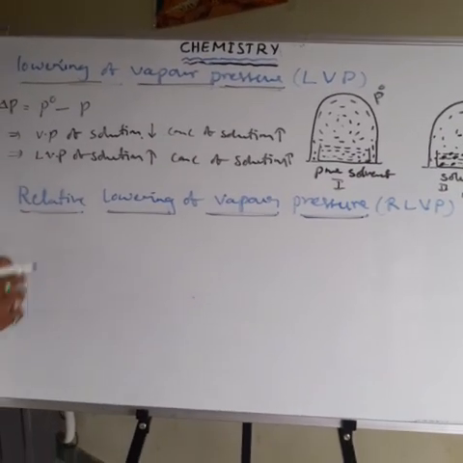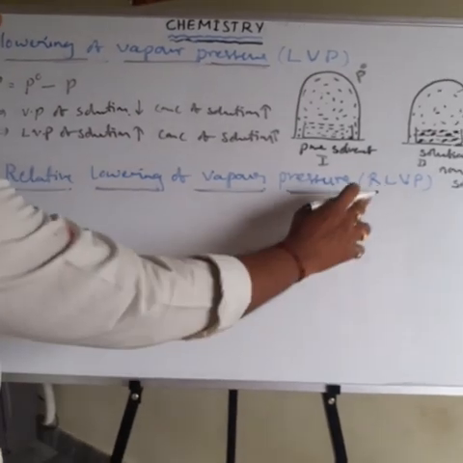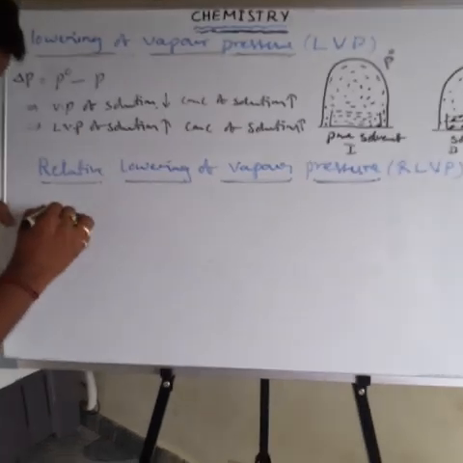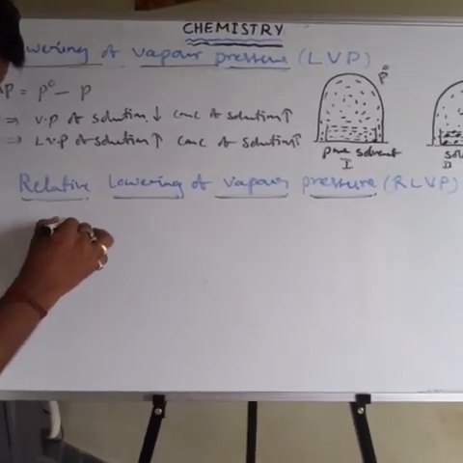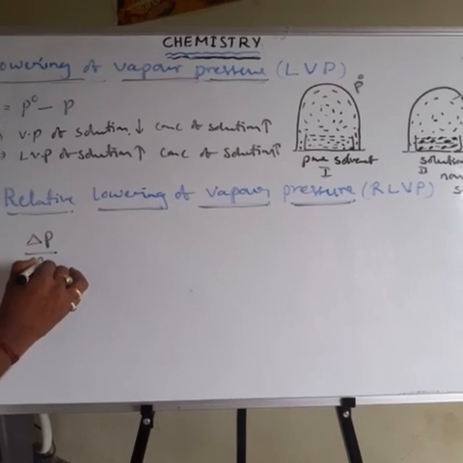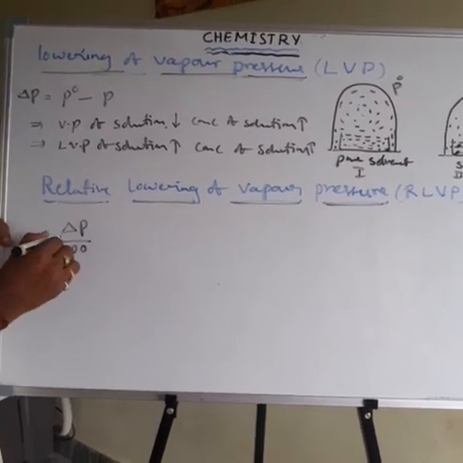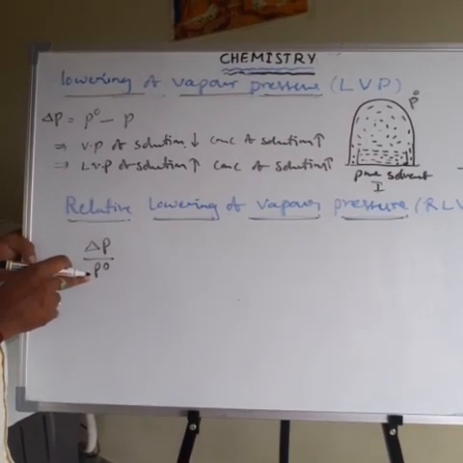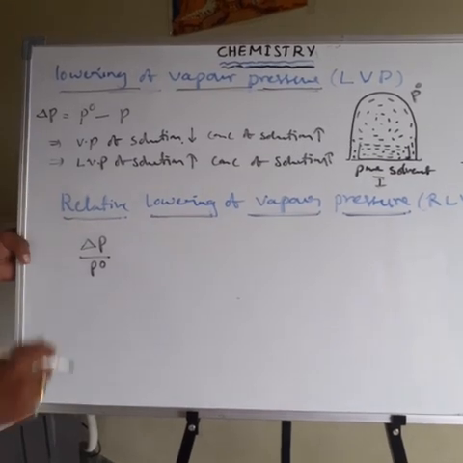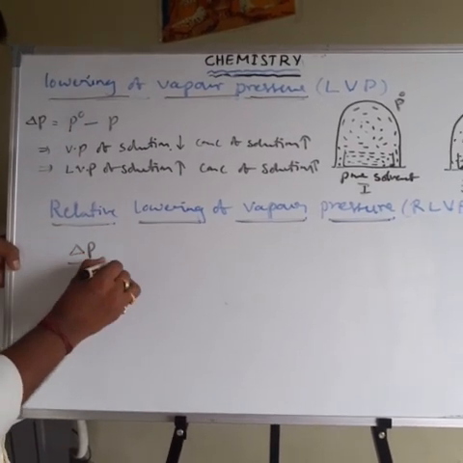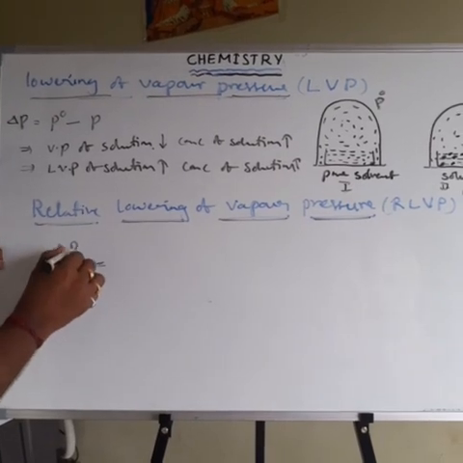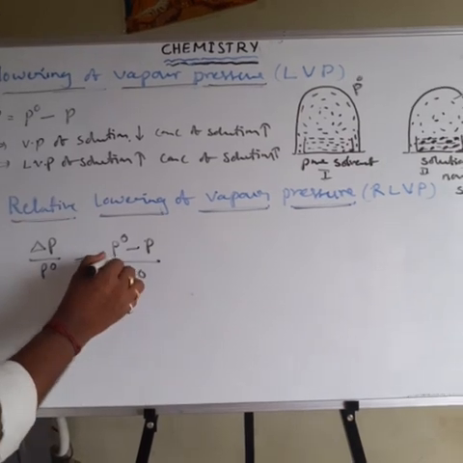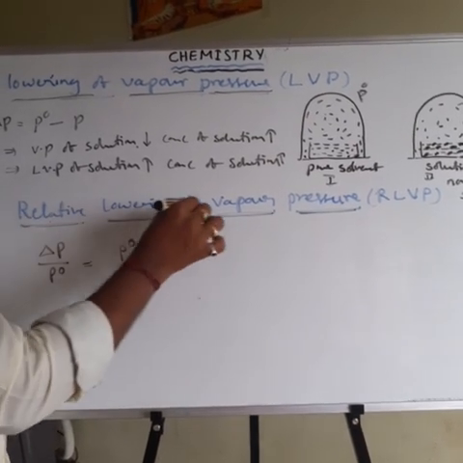Okay, then the next one is relative lowering of vapor pressure, or RLVP. What is relative lowering of vapor pressure? It is the ratio between the lowering of vapor pressure and the vapor pressure of the pure solvent. That ratio is nothing but relative lowering of vapor pressure. That means delta P divided by P naught, that is, P naught minus P divided by P naught. So this is called relative lowering of vapor pressure.